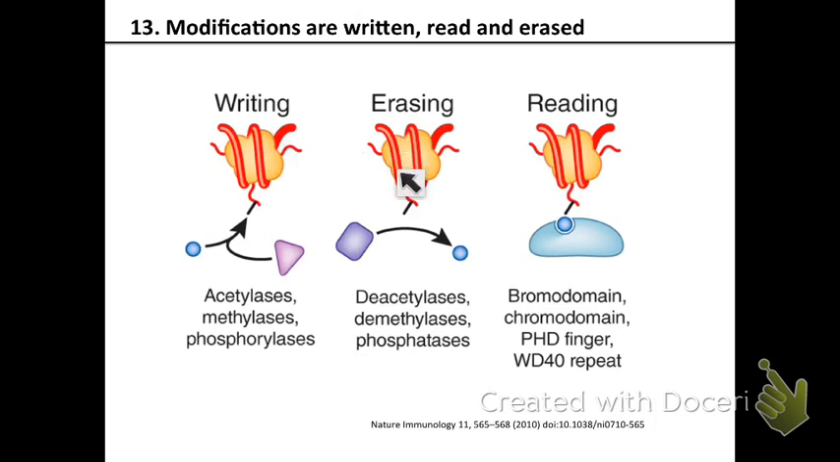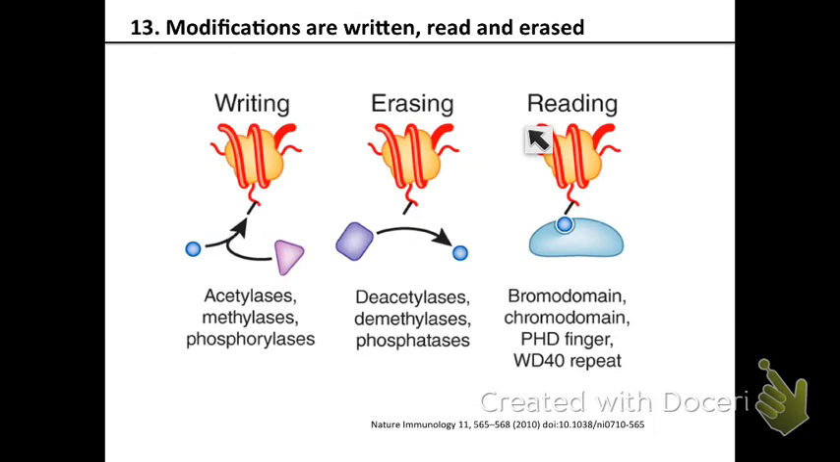Then you can actually erase that information. There are proteins that reverse this reaction. What they do is they remove the modification from the tail. These proteins are named deacetylases, demethylases, and phosphatases. They're taking out the modification, and these are what we call erasers. They are erasing that modification.